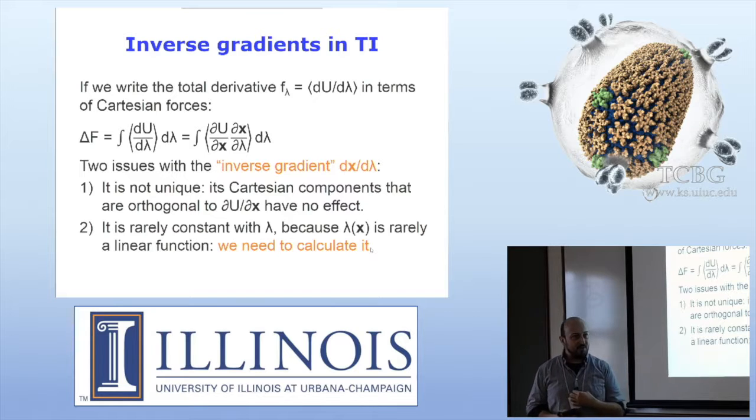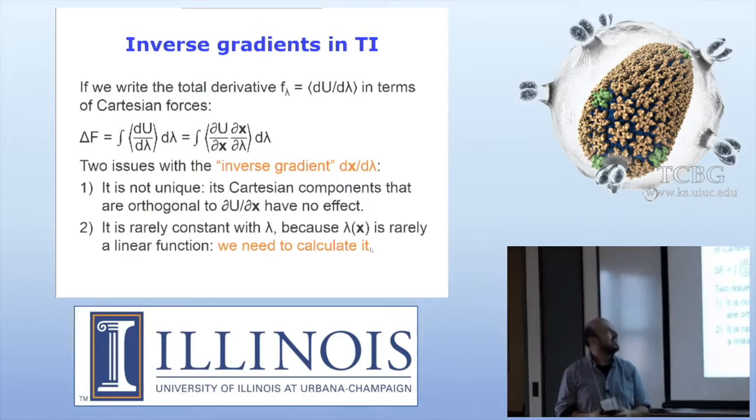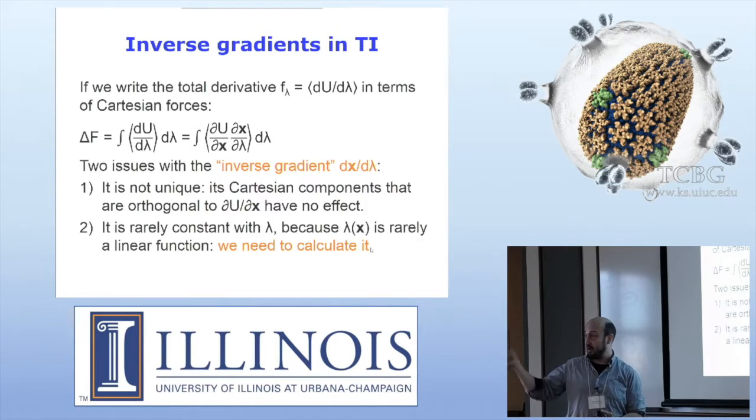Most of the time, when I'm talking about the Jacobian, lambda is a function of the coordinates, and you will have the derivative of lambda with respect to the coordinates. The other one is not that easy, but there are techniques to derive that.